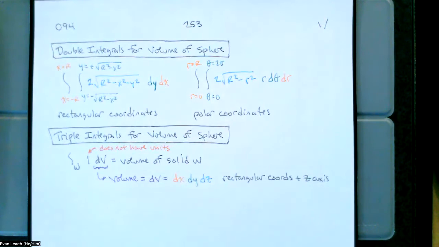We're just taking our regular XY coordinates, our rectangular coordinates in R2, sticking a z-axis through the origin, and now we have rectangular coordinates in R3. dx, dy, and dz are all going to represent distance. So dV will be the cube of distance, which is volume.